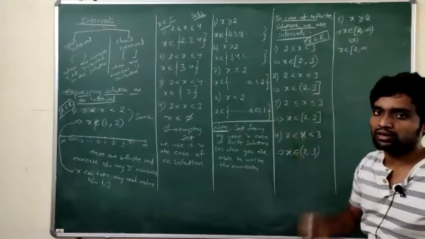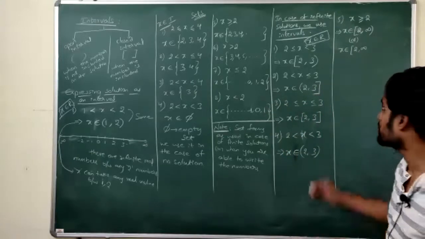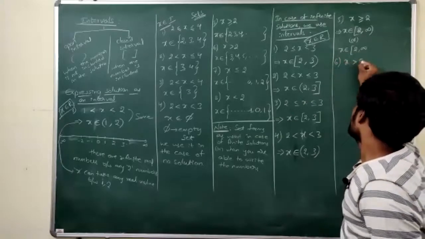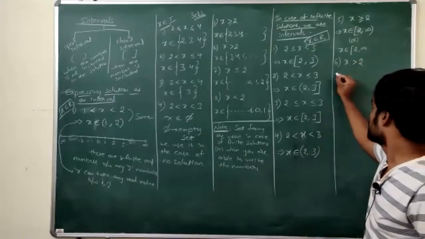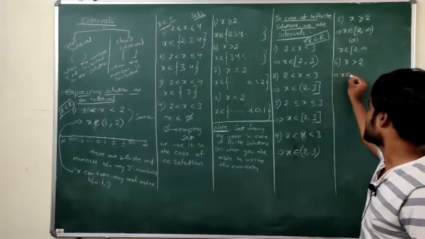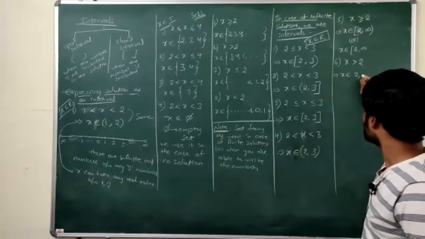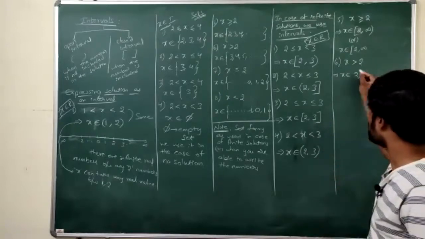for infinity or minus infinity. No need to use any interval for infinity or minus infinity. Now, x greater than 2. X is greater than 2. That's it. So, x values can range from 2 to infinity. Write those two numbers. X values can range from 2 to infinity.